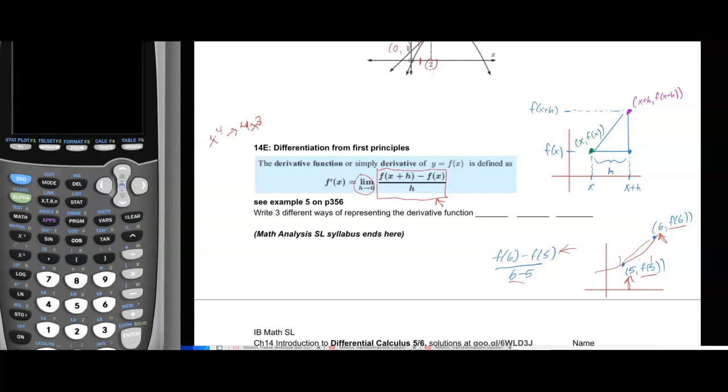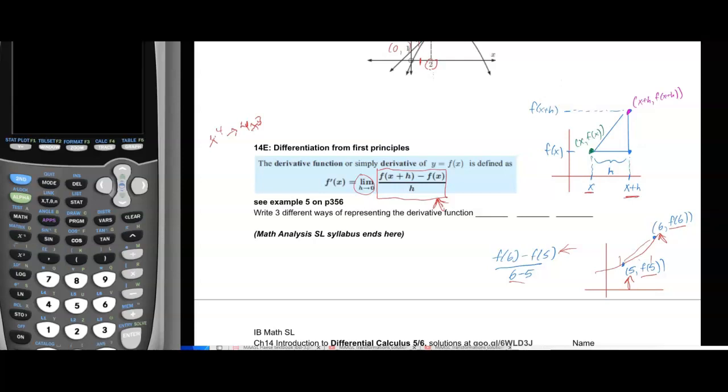So this definition here is just a general way of saying this exact same thing. Instead of 5 and 6, I'm going to use x equals x. That's a little confusing, x equals x first. And then for the second value, I'm going to use x plus h. So you can imagine the first x is 5. The second value, which is 6, is x plus h. So basically it's like saying 5 plus 1.